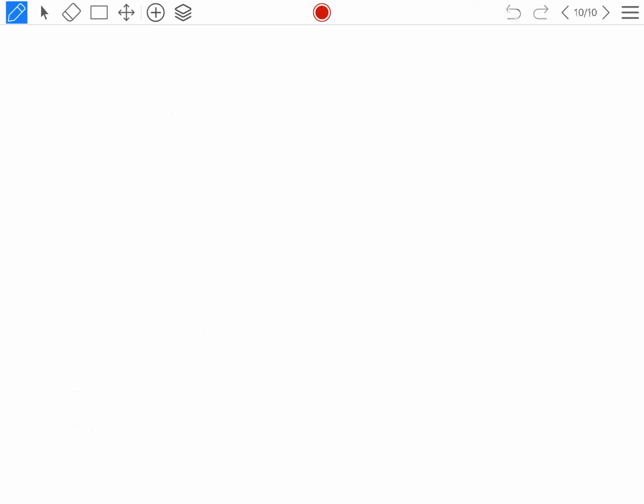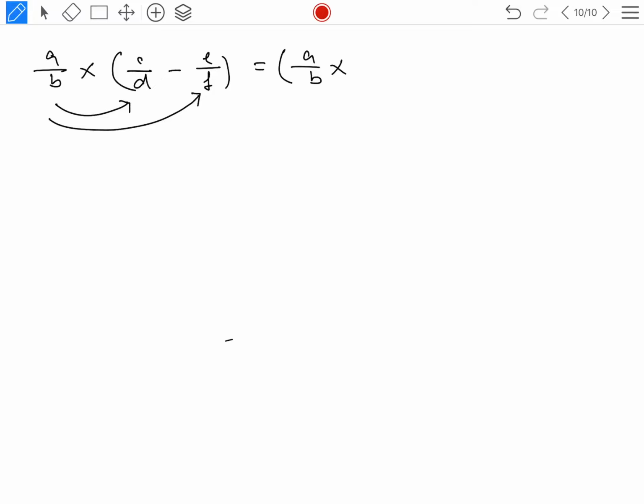Okay, so this is true for subtraction also. Consider again, if it is given a by b into c by d minus e by f, so this one also you can do in the same way, multiply a by b into c by d, then minus a by b into e by f. That means a by b into c by d minus a by b into e by f. So this is distributive property over subtraction.